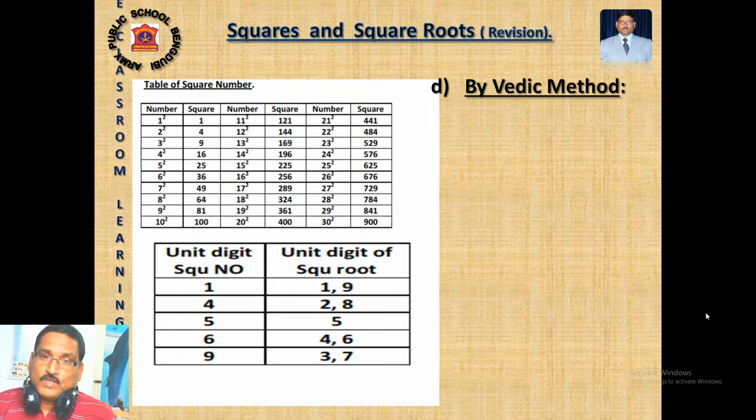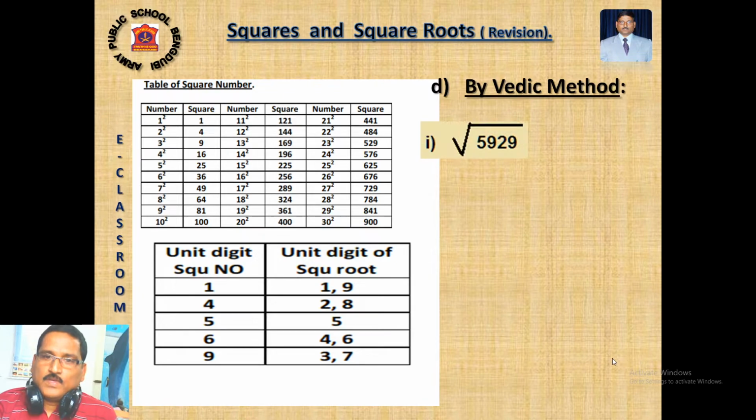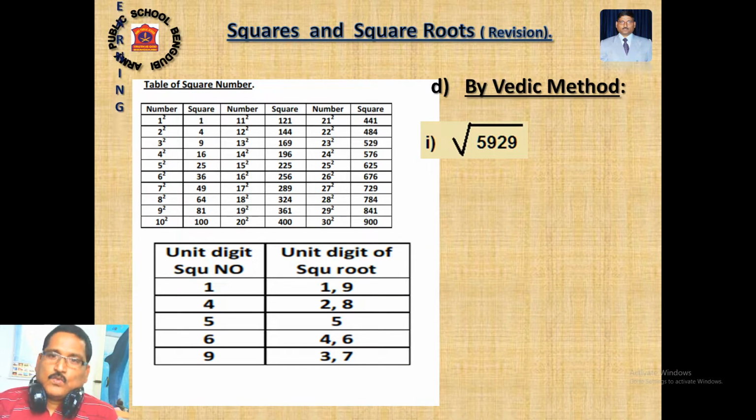But the Vedic method will apply when the decimal part is not there. Any whole number when the decimal part is not there, you can follow the Vedic method. Okay, the first example I am taking for you. Suppose 5929, I have to find the square root of this number. Clear? So what to do? First we have to underline these two parts. First part underline, so 29.